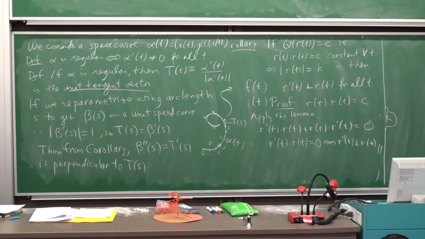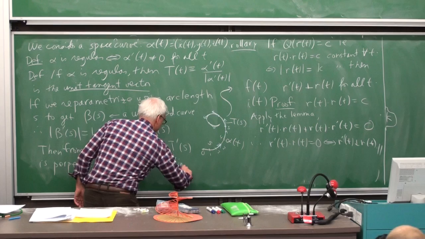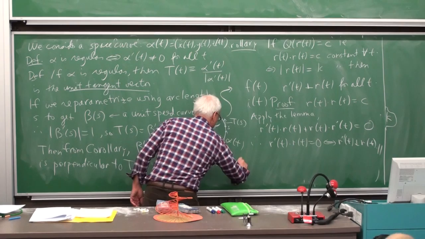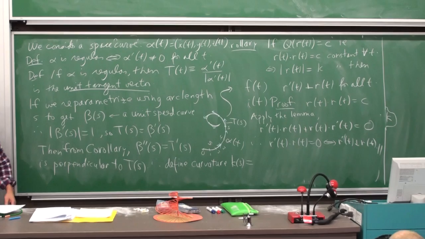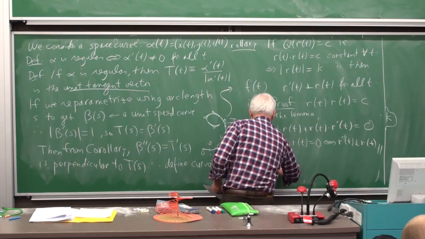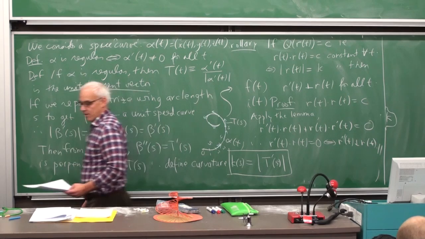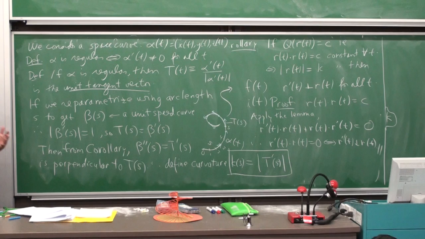Okay, so motivated by the case of the unit circle, where the length of this derivative was the curvature, we're going to define the curvature. Define the curvature, K of S, to be the length of this derivative of the tangent vector. So K of S is the length of T prime of S. So in the case of a circle of radius A, that was 1 over A. That was really the curvature. And this allows us to define this more generally.